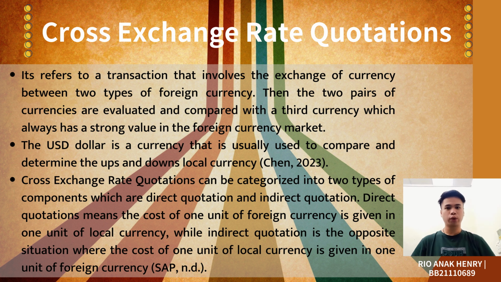Cross-exchange rate quotations refer to a transaction that involves the exchange of currency between two types of foreign currency. Then the two pairs of currency are evaluated and compared with a third currency, which always has a strong value in the foreign currency market. The USD dollar is a currency that is usually used to compare and determine the volatility of the local currency. Cross-exchange rate quotation can be categorized into two types, which are direct quotation and indirect quotation.